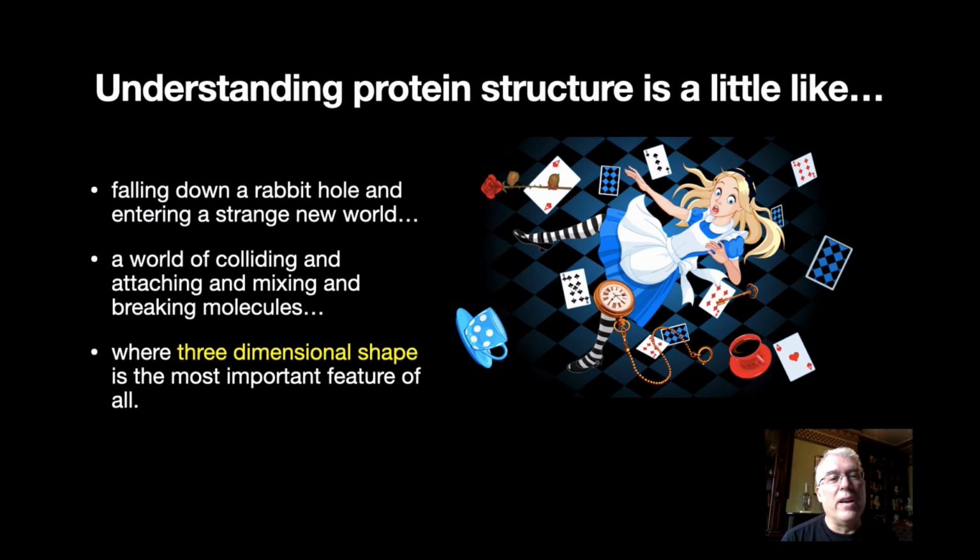Okay? All right. Understanding how proteins are built, which is their structure, is a little bit like going down a rabbit hole. It's a whole new strange world. It's a world about collisions and attractions and repulsions and things breaking and things reforming, things mixing. But what makes this world understandable is we can approach it from the idea of a three-dimensional space or a three-dimensional structure. And one of the most important features of proteins is their three-dimensional shape.